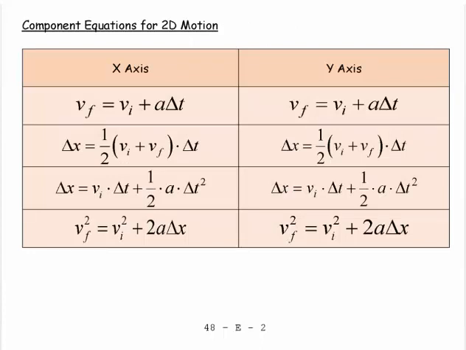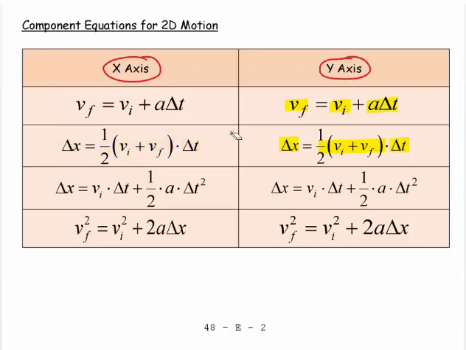Typically, we're going to begin by looking in 2 dimensions. So we have our x-axis and our y-axis, and we see the same equations. Vf equals Vi plus At, delta x equals a half of Vi plus Vf, delta t, and so on. They're the same equations, and in some books, they use subscripts. They'll talk about Vfx for the x-axis and Vfy for the y-axis, delta x for the x-axis and delta y for the y-axis, and I just find there's no need.